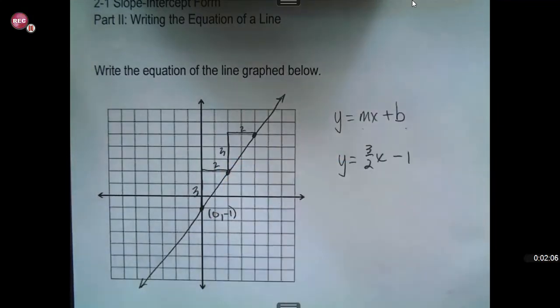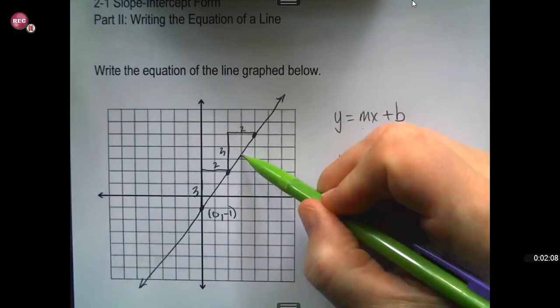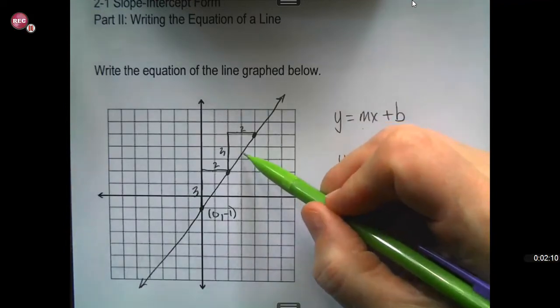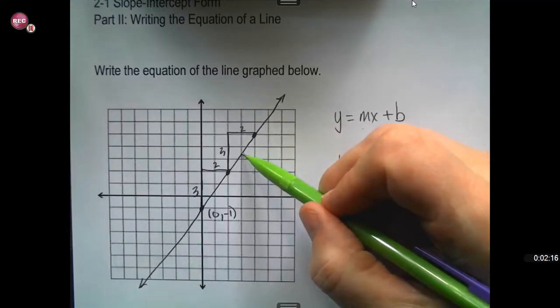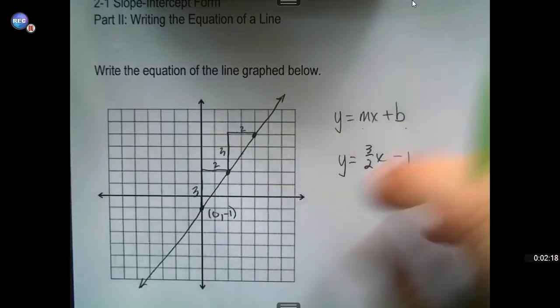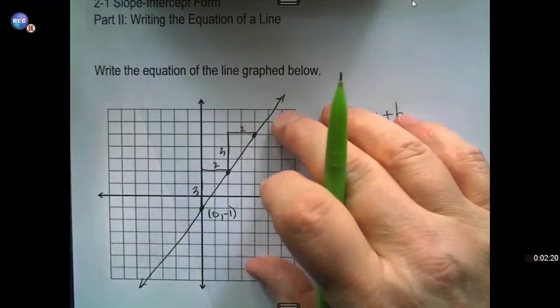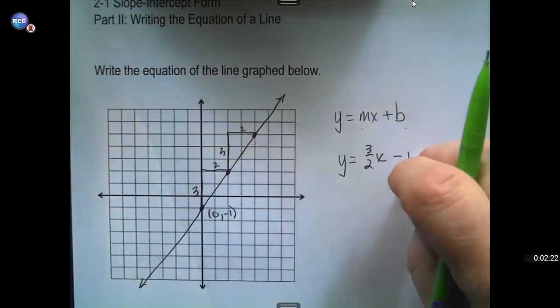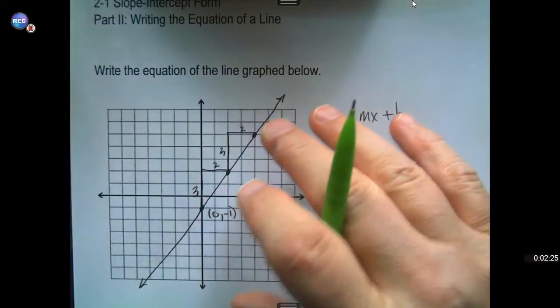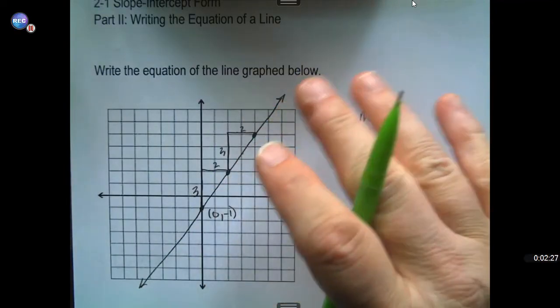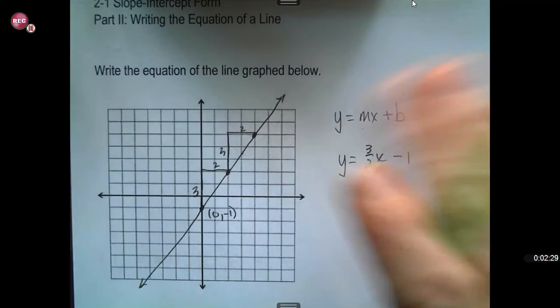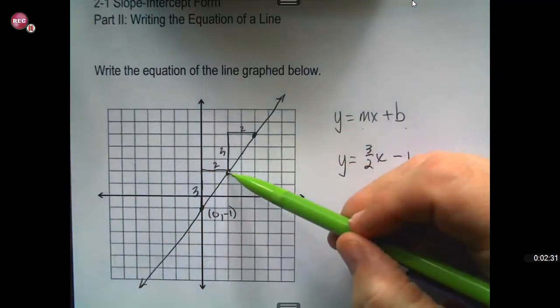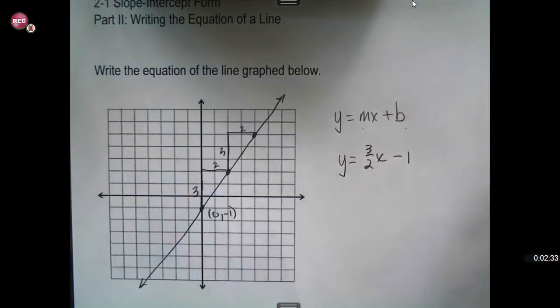We wouldn't want to pick this point and find the rise and the run, because it's not on a crossing point. It doesn't have a whole value, and I would be guessing what that fractional value is. So when they give you the graph and they're asking you to find the equation of the line, just pay particular attention to the graph, the scale, and how you're finding that slope. Make sure you're going from a grid crossing to a grid crossing to find the slope, not halfway in between or something. Okay.